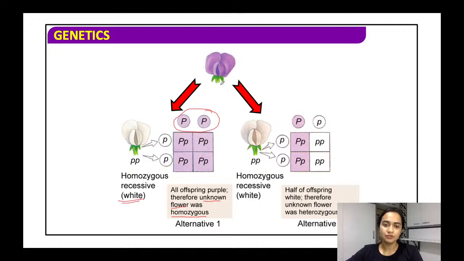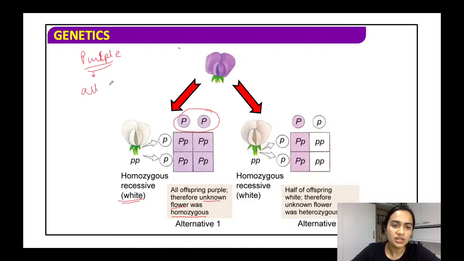So, see, if I give you a purple flower, all right, and I ask you what are the alternatives. Now I'm explaining how this test cross will work. So if I give you a purple flower, and I tell you that all its offsprings are purple in color, and you have to find out its parent genotype.